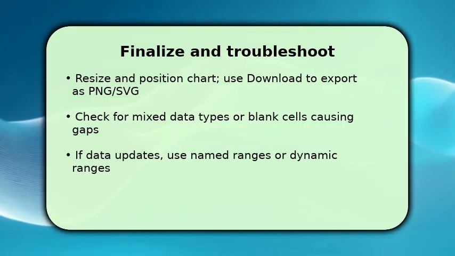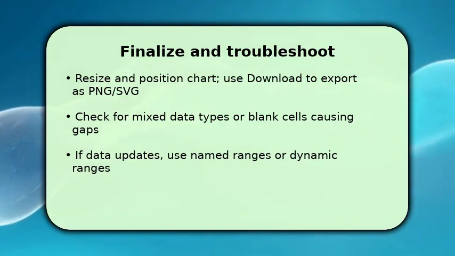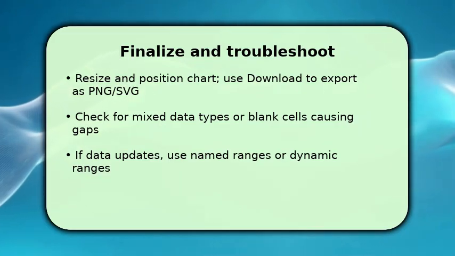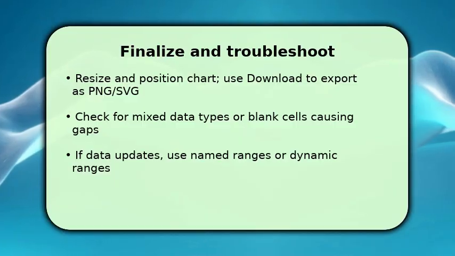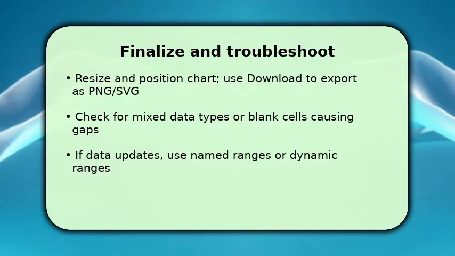If the plot looks wrong, inspect cells for text in numeric columns or blank entries. These create gaps or incorrect scales. Make sure to use named ranges or array formula for dynamic updates. This prevents manual reselecting and keeps the graph accurate as new rows appear.